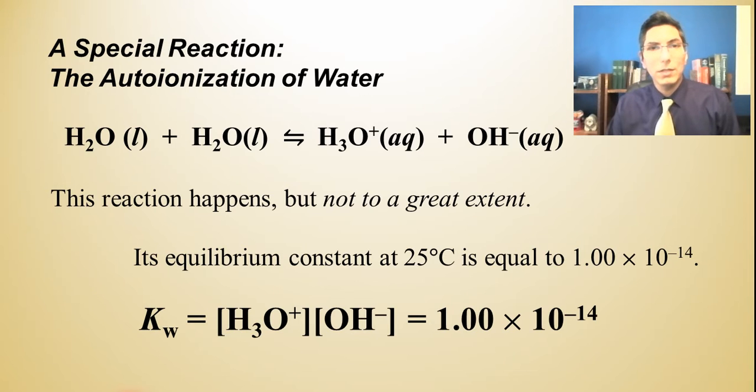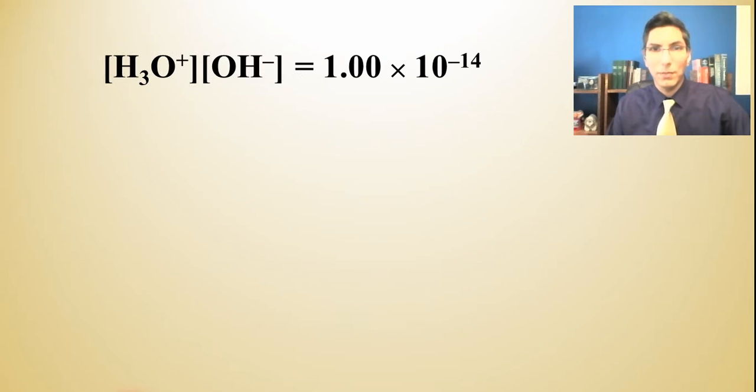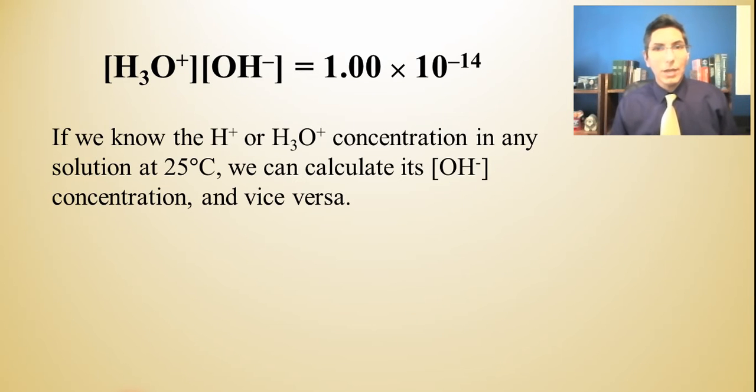Now, this equilibrium constant expression is very useful. In fact, we can use this to figure out how much hydroxide there is in a solution if we know how much hydrogen or hydronium there is in something. Or we can go vice versa. If we know how much hydronium there is, we can calculate the hydroxide as it says here.